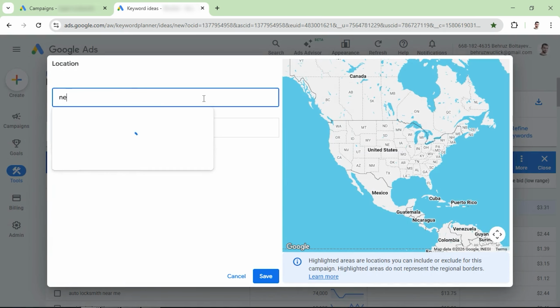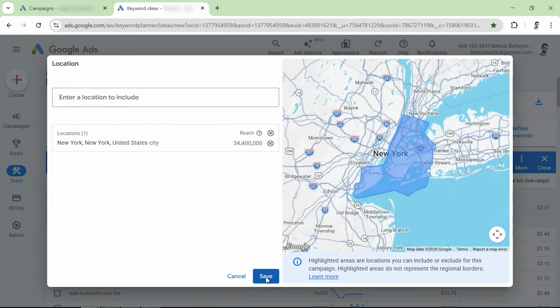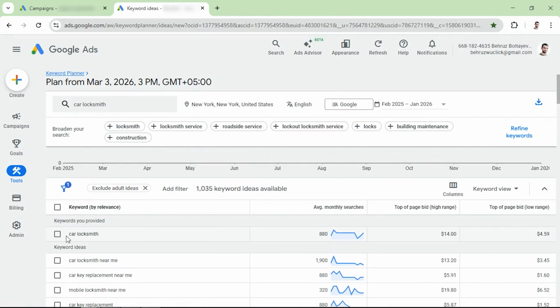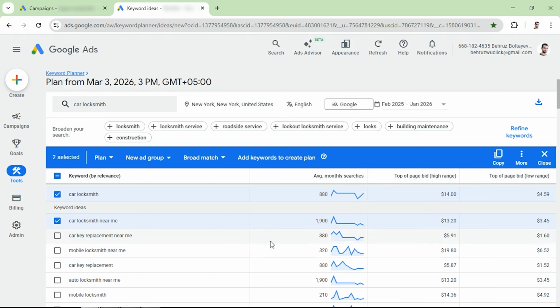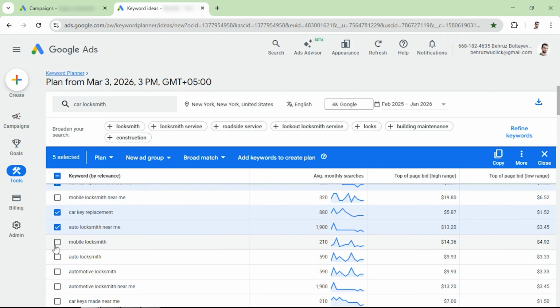As an example, we're going to choose the target location of New York City. And as you can see, the keywords car locksmith and car locksmith near me have really high search volume, and you can find similar keywords which can have high search volume and add them as your target keywords, which are relevant to car locksmith services.